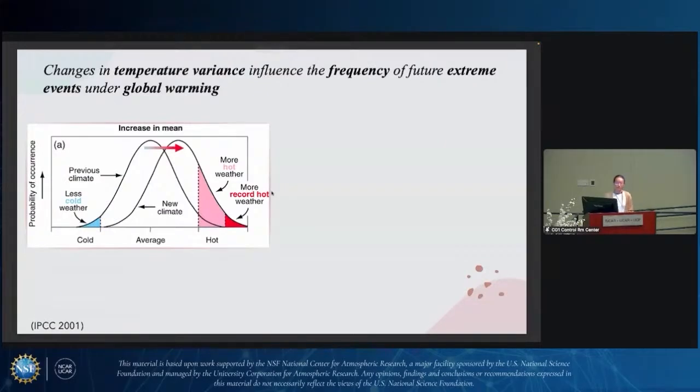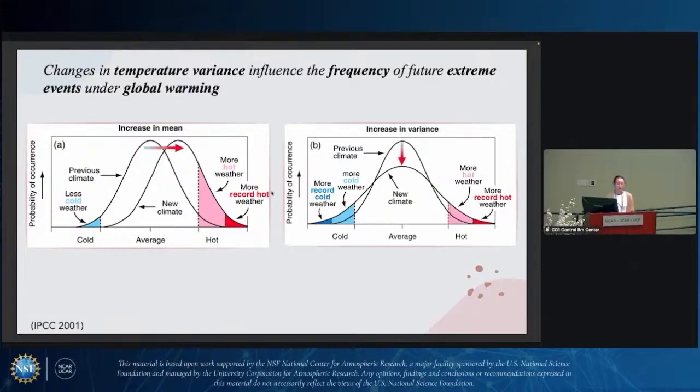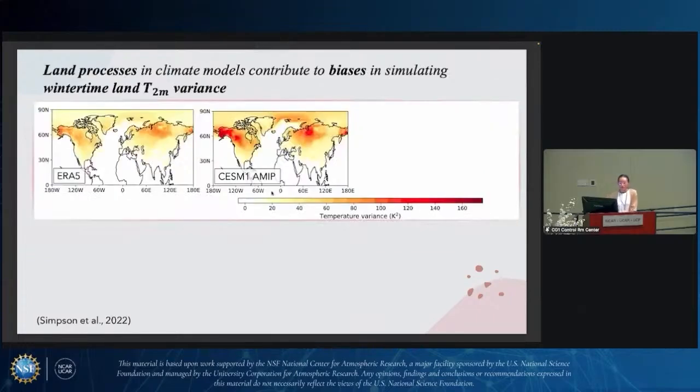So to start with, we know that global warming affects the temperature distribution not just by shifting the mean. The changes in the temperature variance will affect how the future warm and cold extreme events will occur. However, the state-of-the-art climate models are having trouble capturing both the magnitude and the spatial patterns of the temperature variance. And these problems are more severe in the mid-latitude land during winter.